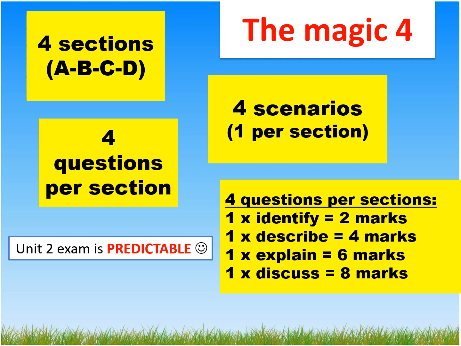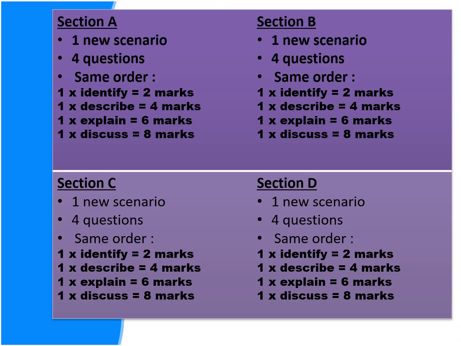1 is identify, which is 2 marks, 1 is describe, which is 4 marks, 1 is explain, which is 6 marks, and 1 is discuss, which is 8 marks. So if you look at here, you can see that it's split A, B, C, D, new scenario, 4 questions, same order. Section B, new scenario, 4 questions, same order. Now they've started to drop some of the identifiers and increase the discuss to 10 marks or even 12 marks in some cases.